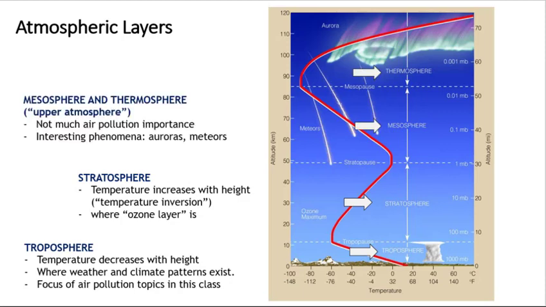Above the stratosphere are 2 layers that collectively comprise what we call the upper atmosphere, the mesosphere and the thermosphere. We will not focus on the upper atmosphere in this class beyond this lecture, but it is a very important layer in other respects, as we will cover later in this lecture.